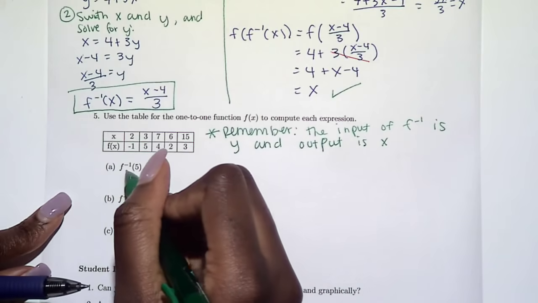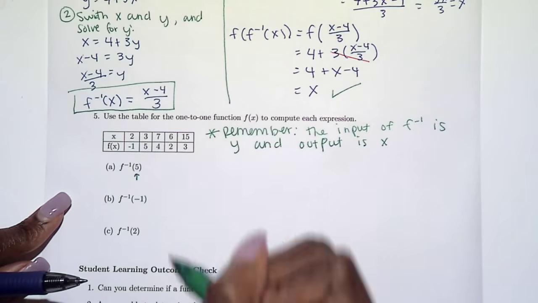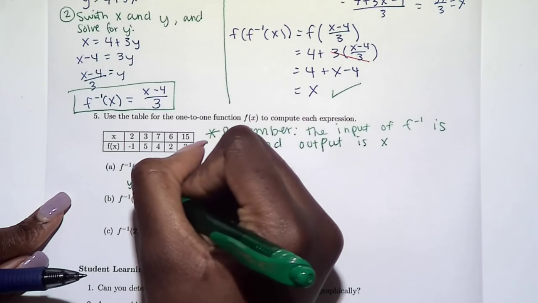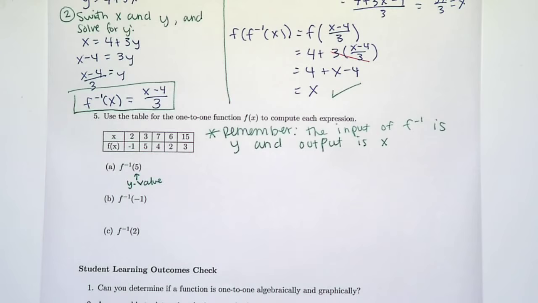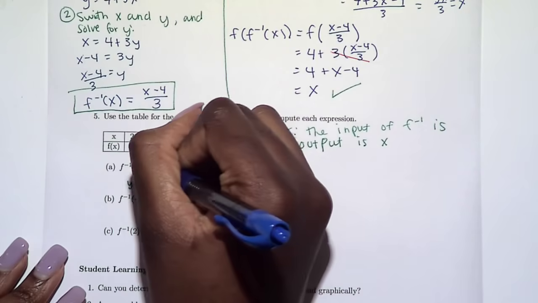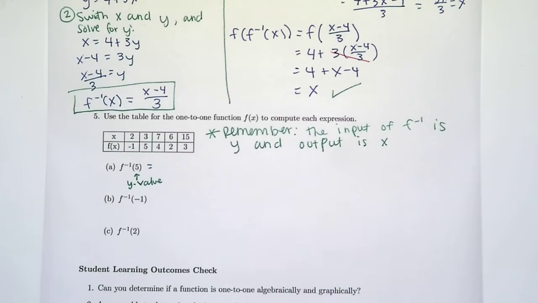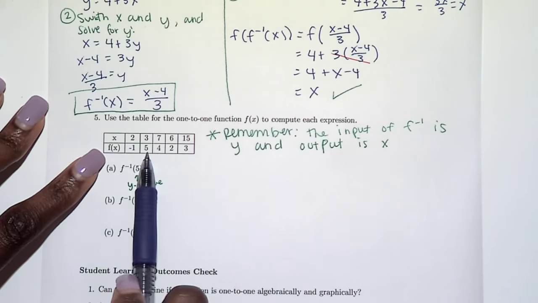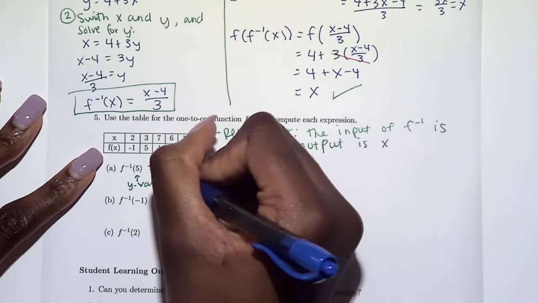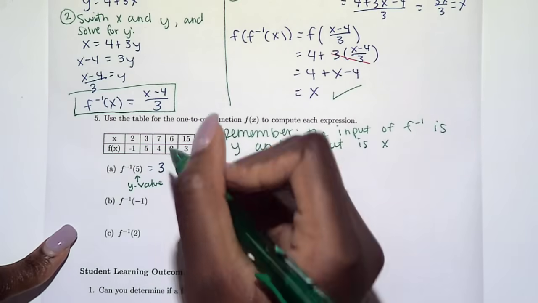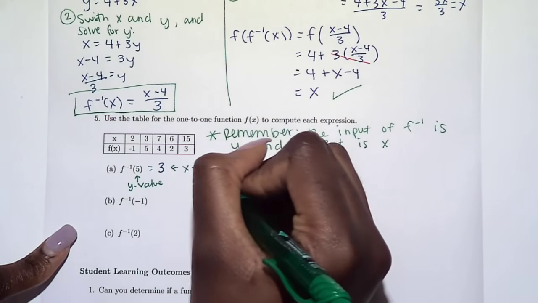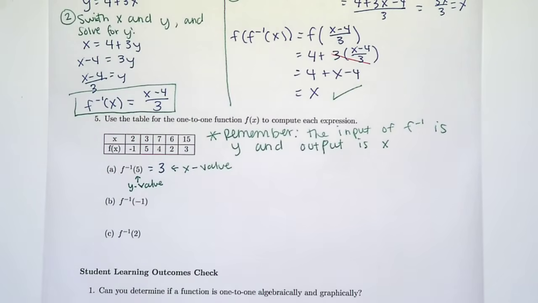So when we're talking about f inverse of 5, this 5 is a y value. So we want to look at our chart, start with the y values, and figure out what x values it corresponds to. So we're looking at y value 5, it goes with x value 3. So f inverse of 5 is 3. So the answer to an f inverse problem is actually an x value. So remember, it's the opposite.